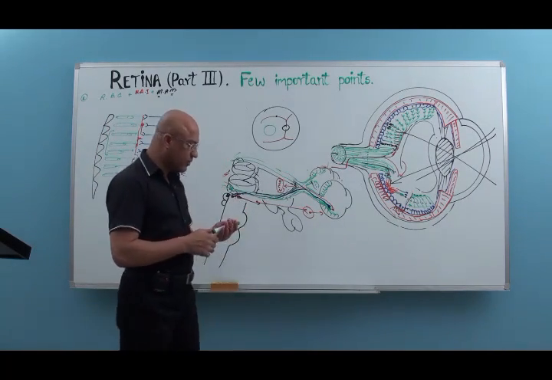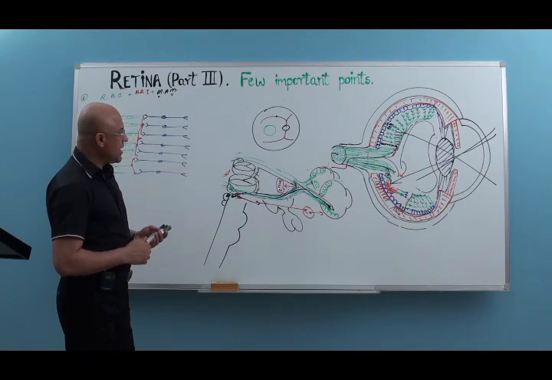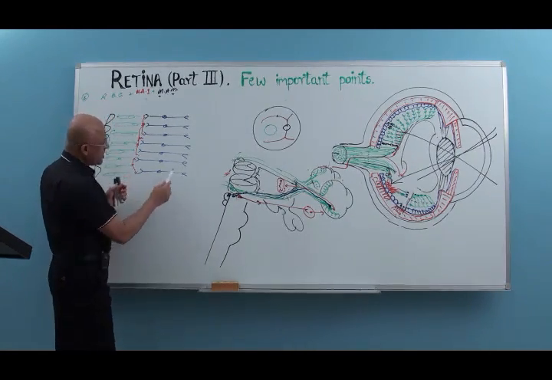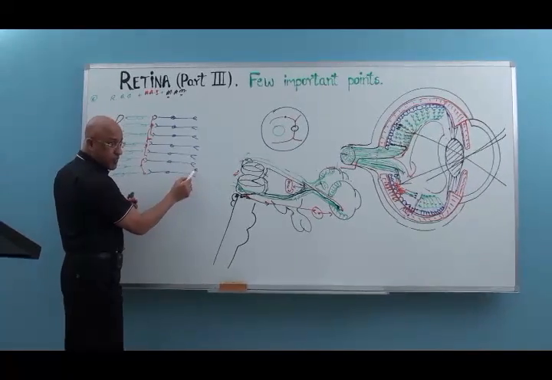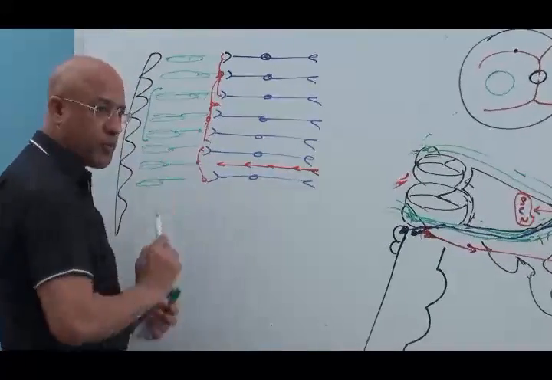What is the importance of interplexiform cells? Okay, now you are asking a very special thing. Actually, interplexiform cells from the outer plexiform layer give current in the reverse direction to the inner plexiform layer.